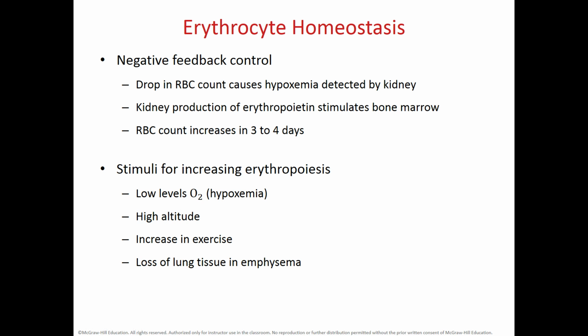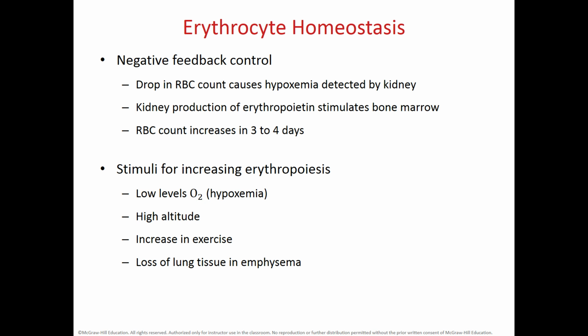The control of erythrocyte homeostasis comes from negative feedback control. So when someone has a decreased number of red blood cells, the person will have less carrying capacity of oxygen. So the person will have what we call hypoxemia, or reduced oxygen levels in the blood.